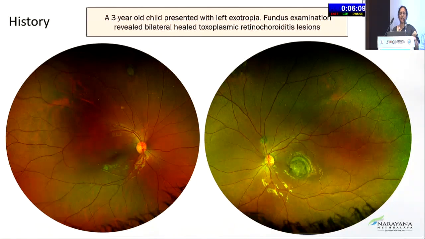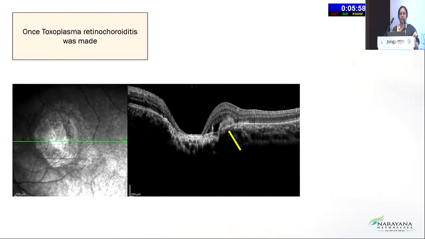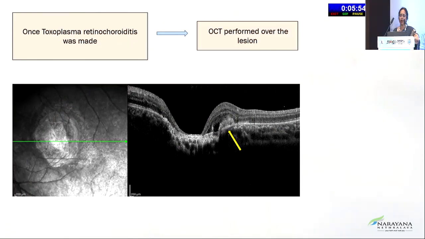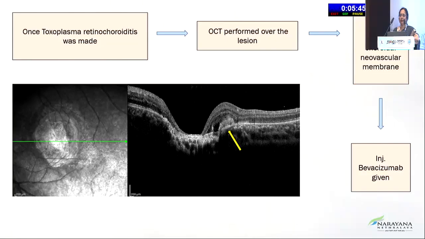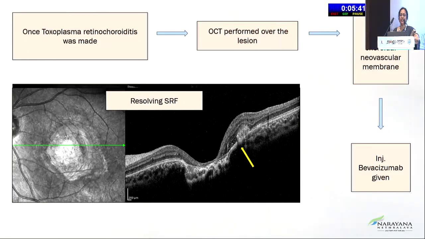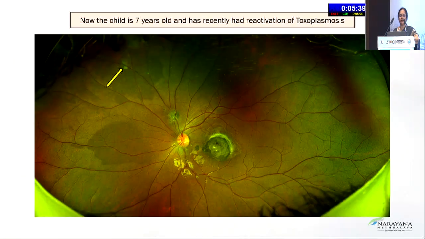A 30-year-old child presented with left exotropia. Fundus examination revealed bilateral healed toxoplasmic retinochoroidal lesions. We made the diagnosis of toxoplasma based on the serology. OCT was performed over the lesion, in which we can see the choroidal neovascular membrane with intraretinal fluid. The child received an injection of Biosimilar, and we could see the resolving SRF in this child.